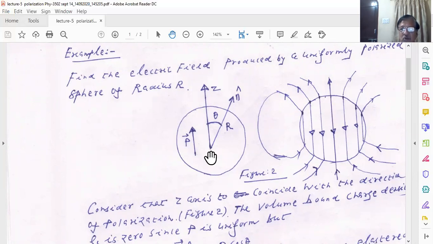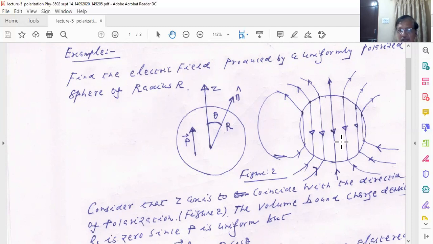It is opposite, your vector p is along the z direction. So your electric field is going along the negative z direction. The electric field is uniform because it is a constant, p upon 3 epsilon 0. So the field inside the sphere is uniform and along the negative z direction, so that you can understand now the figure which I have mentioned here.